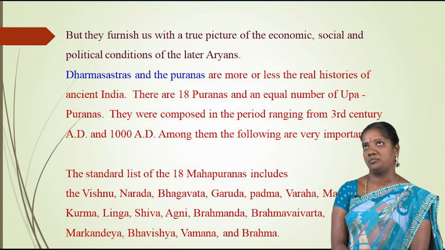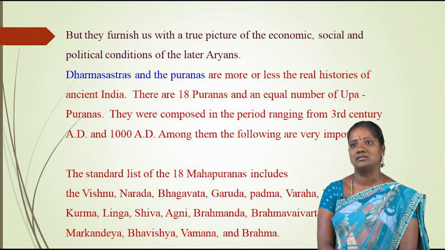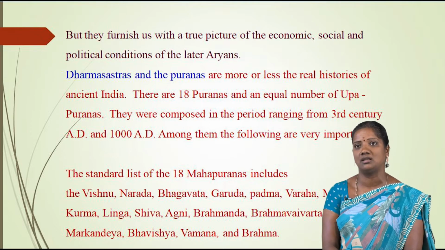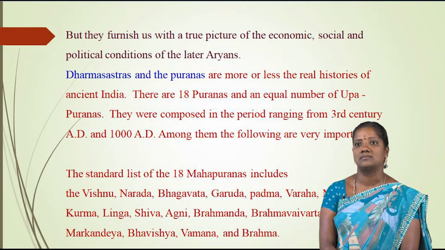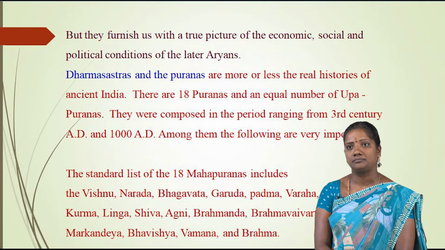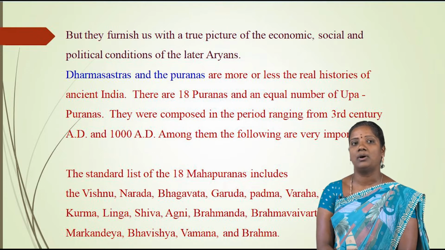Dharma Shastra and Puranas. Dharma Shastra and Puranas are more or less the real histories of ancient India. There are 18 Puranas and an equal number of Upa Puranas. They were composed in the period ranging from the 3rd century AD to 1000 AD. Among them, the following are very important.